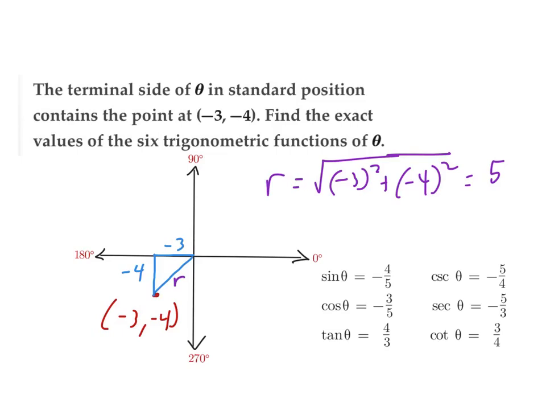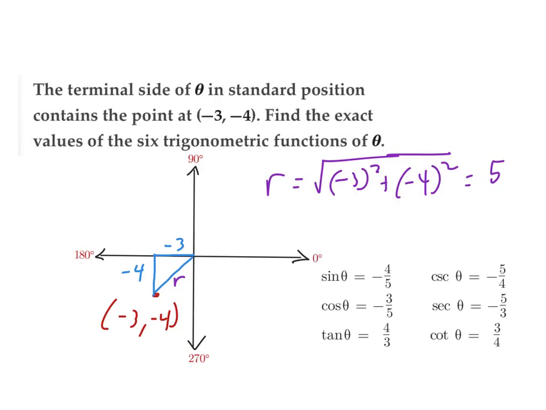So here's what you end up with. Sine is opposite over hypotenuse, so the opposite is negative 4 and the hypotenuse is 5. The cosine is adjacent over hypotenuse. The tangent is negative 4 over negative 3, which simplifies to be positive. And then these are all just the reciprocals of these. How many had those? Good. Are there any questions about that? That's it for this part.